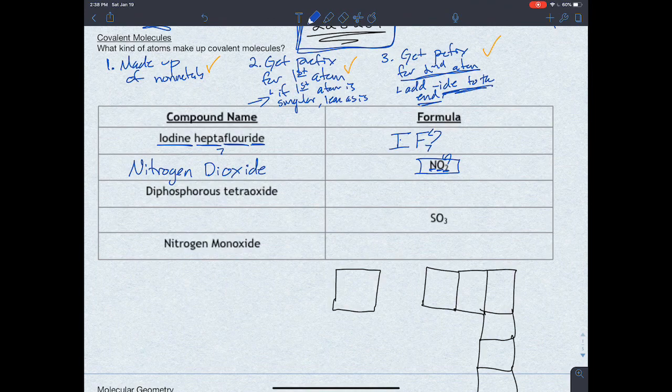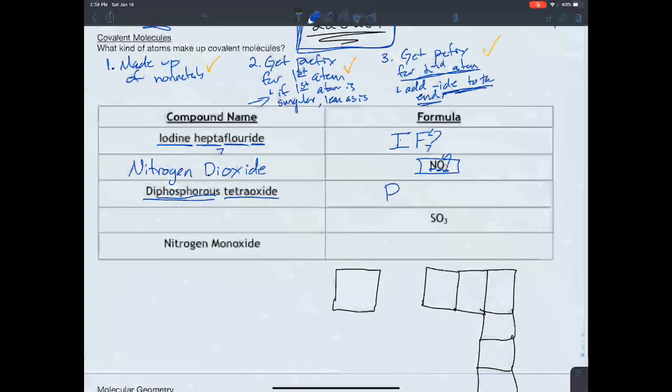All right, next up we have diphosphorus tetraoxide. Let's look at the first one. Phosphorus. We know we're working with phosphorus. We have a di out front, so we have two phosphoruses.